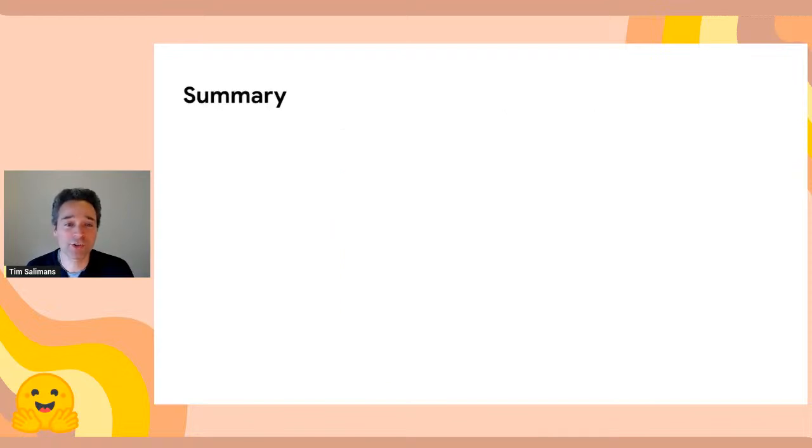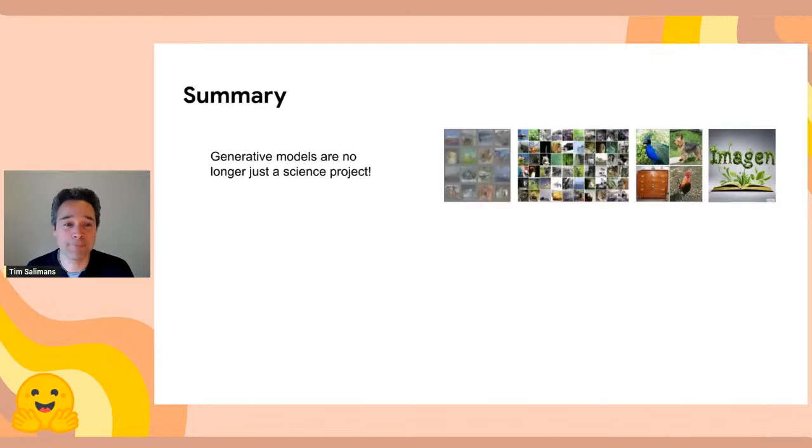So to summarize the talk so far, I think generative models are really no longer just a science project. When I got started in this field, they clearly were. No one is going to use the samples on the left here. But now we're at the point where these models actually produce quite amazing things. And I'm confident they will end up in lots of products in the coming years and will be very impactful.